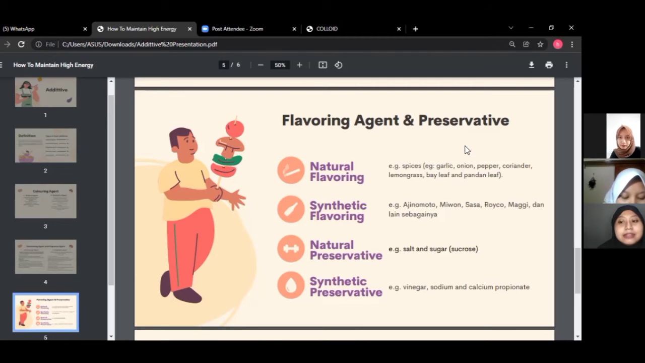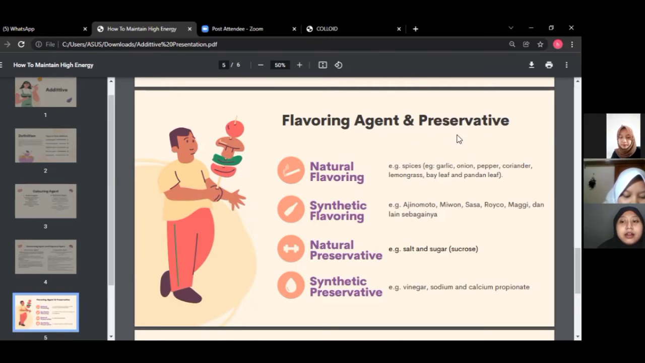For example, garlic, onion, pepper, coriander, lemongrass, bay leaf, and then pandan leaf. And then there is synthetic flavoring, for example, Ajinomoto, Miwon, Sasa, Royco, Meiji, and Itashira.